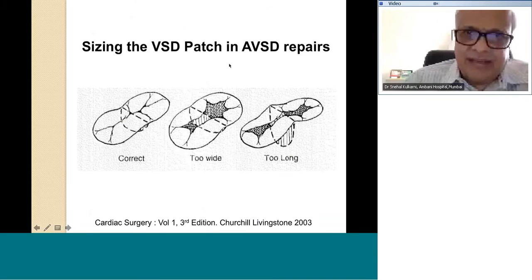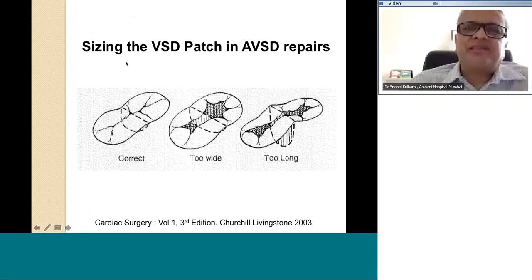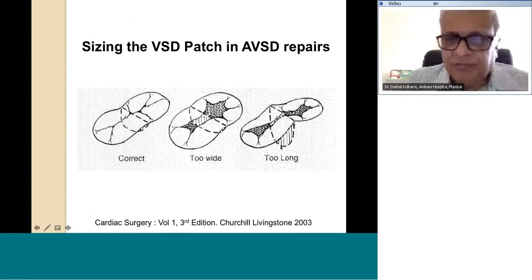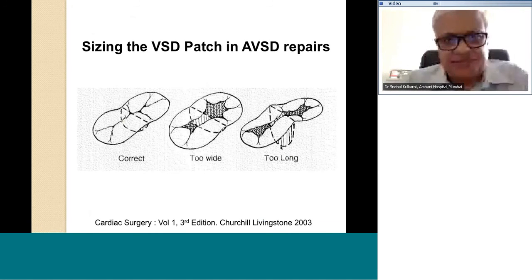An important technical point in AV canal defect surgery is how do we size the VSD patch. If it's the correct size, you find there is good apposition of the bridging leaflets, and there is no tilting or elevation of the annulus. But if it is too wide, the leaflets don't come together, and then you can have regurgitation of the left AV valve. And if the patch is too long, it distorts the anatomy, and again, that can give rise to both right and left AV valve regurgitation. So sizing the VSD patch is one of the most important things in AV canal repairs.